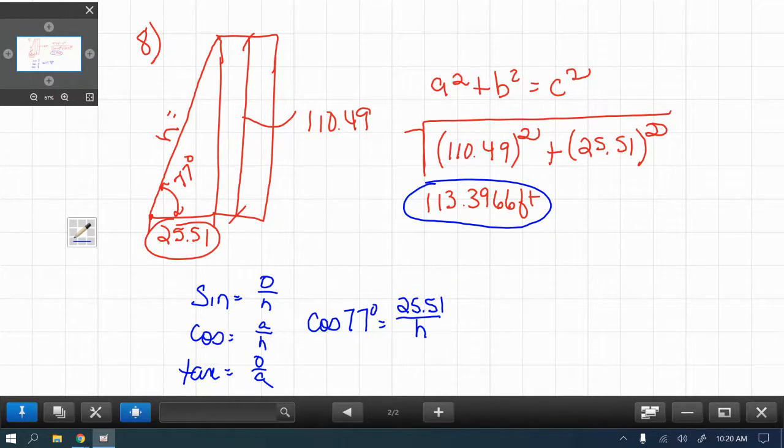So what I did is I took the cosine, moved the h over here, 25.51 divided by the cosine of 77. I'll get your testing in just a sec. So that's what you would have. So you could have done, I wanted y'all to see Pythagorean theorem.